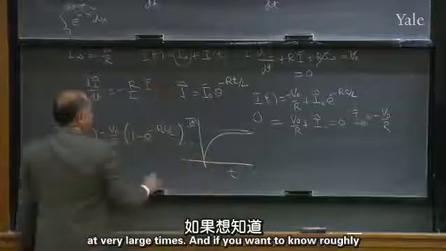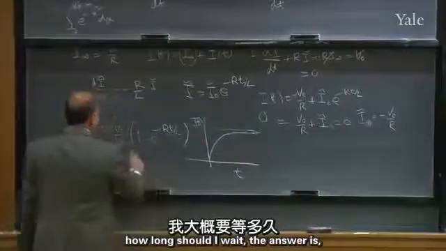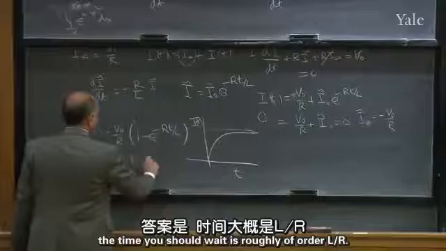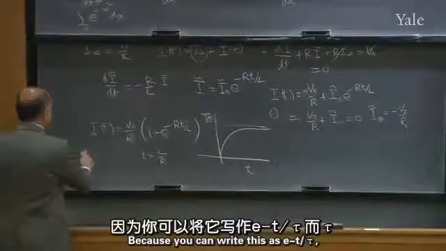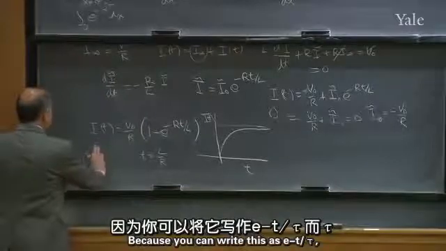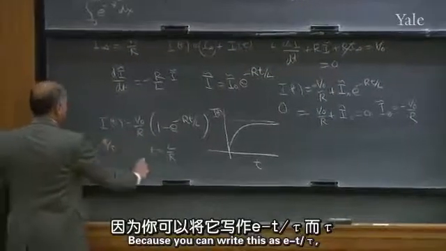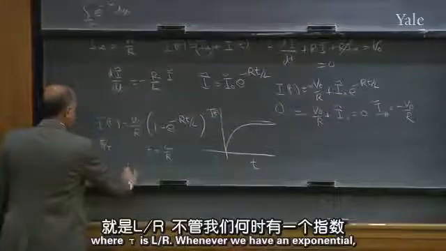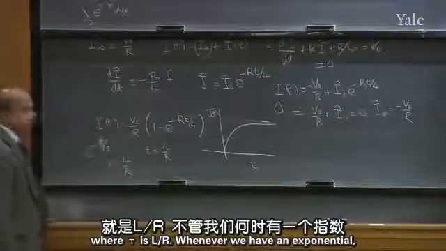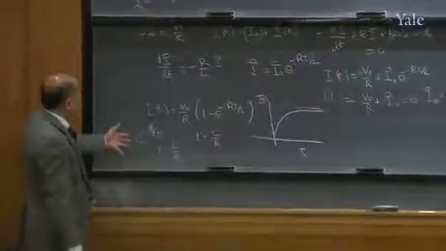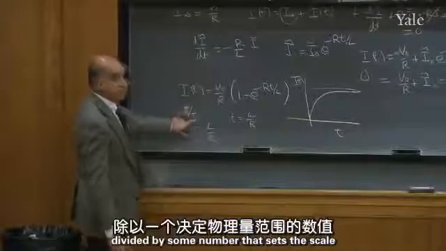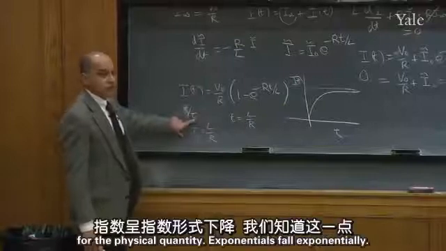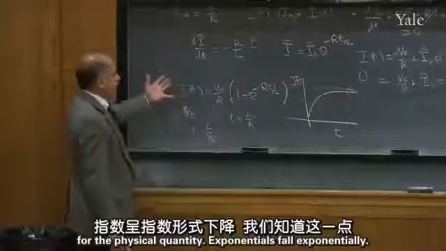And if you want to know roughly how long you should wait, the answer is the time you should wait is roughly of order L over R, because you can write this as e to the minus t over tau, where tau is L over R. Whenever you have an exponential, it'll always be e to the minus a physical quantity divided by some number that sets the scale for the physical quantity.